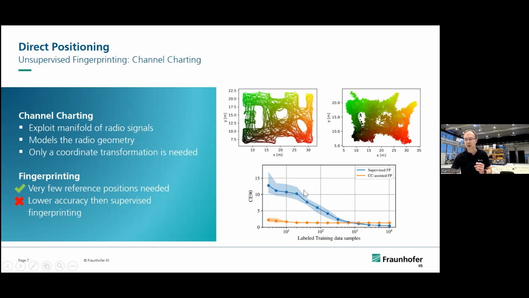And you see that with the supervised fingerprinting, which was our direct positioning that we showed, you need a lot of labels. And with the unsupervised channel charting approach, already with just a few reference positions that maybe you have in the beginning, you can train a model that works very well. The accuracy is still a bit worse, but this is a part we are working on.